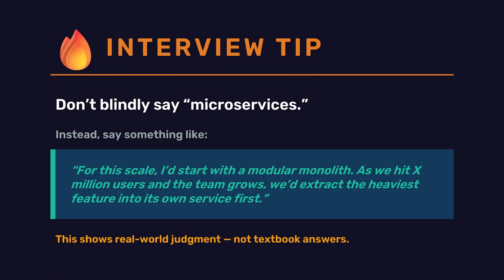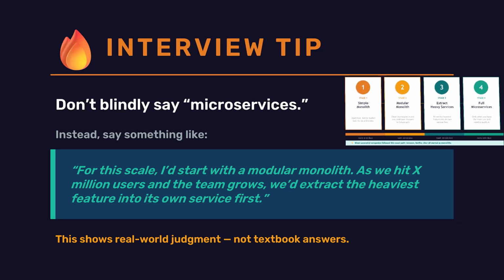One quick tip for interviews: in interviews, don't blindly say that you will start with microservices. No, start with a simpler architecture and explain when you would split into microservices. Say something like, for this scale, I will start with a modular monolith. As we hit X million users, as our team grows, as our load grows, we would extract the heaviest features into their own service first. This shows real-world judgment. So your probability of success will increase in the interview if you answer it like this.